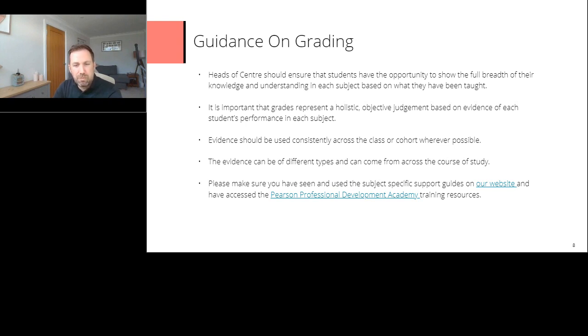Of course, it's really important you think about how prepared students were at the point at which they were assessed, and how much they may have potentially improved as their learning progressed throughout their course.